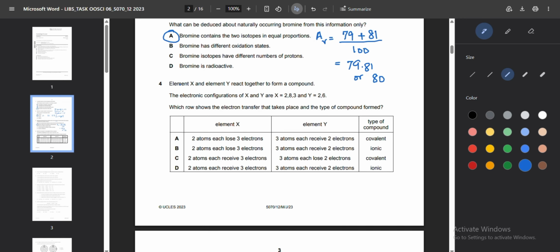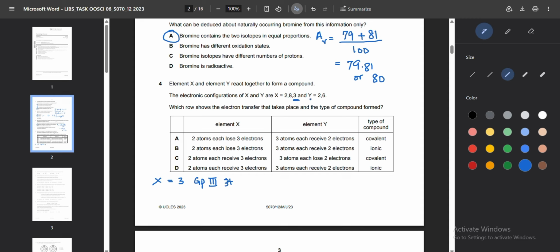Question number 4 is that elements X and Y react together to form a compound. The electronic configurations of X and Y are given, and if you see the number of valence electrons in X, the number of valence electrons is 3, so that means it belongs to group number 3. And the elements which are present in group 3 have an oxidation state of positive 3.